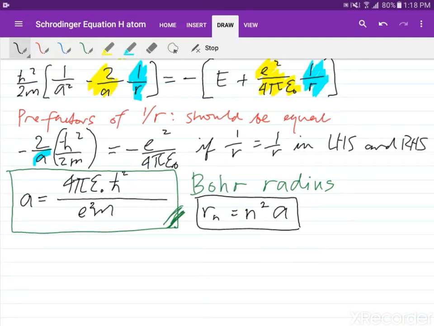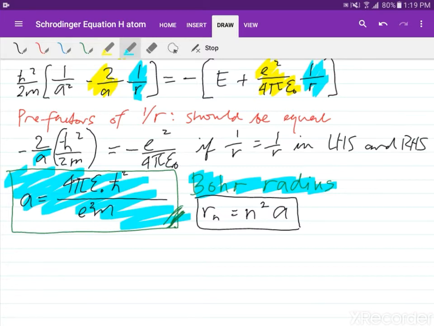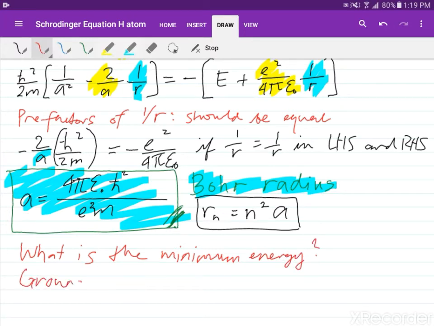Okay, now we have seen how quantum mechanics was able to produce the results just as what Bohr did. So the quantum mechanical derivation and Bohr's derivation produced the same minimum radius for the hydrogen atom. Okay, so now we ask, what is the minimum energy for the electron? Or we also ask, what is its ground state energy?